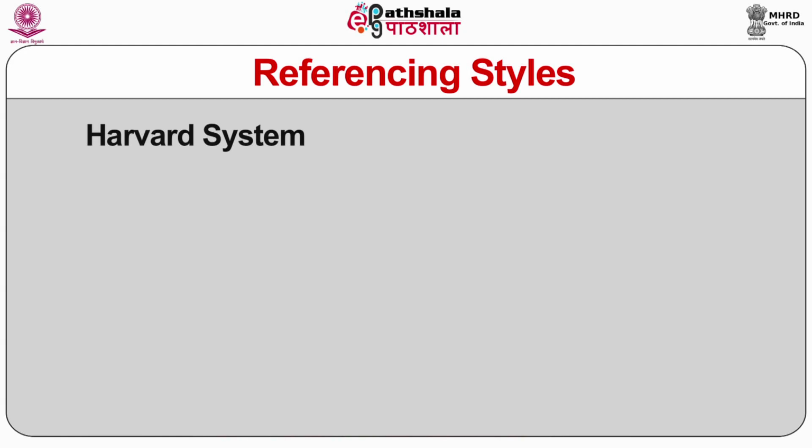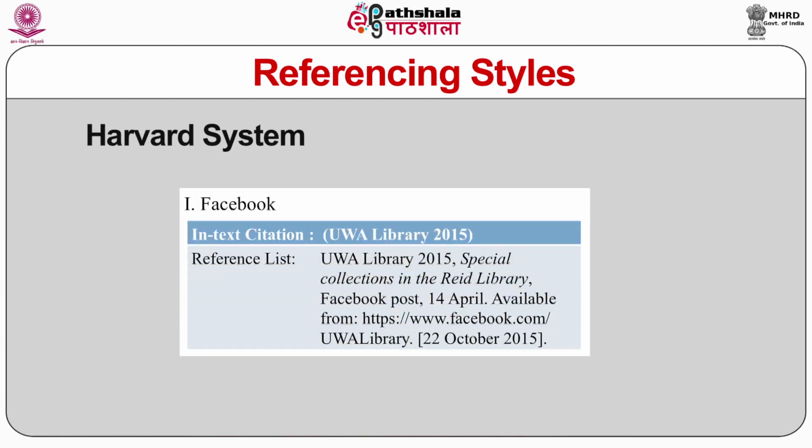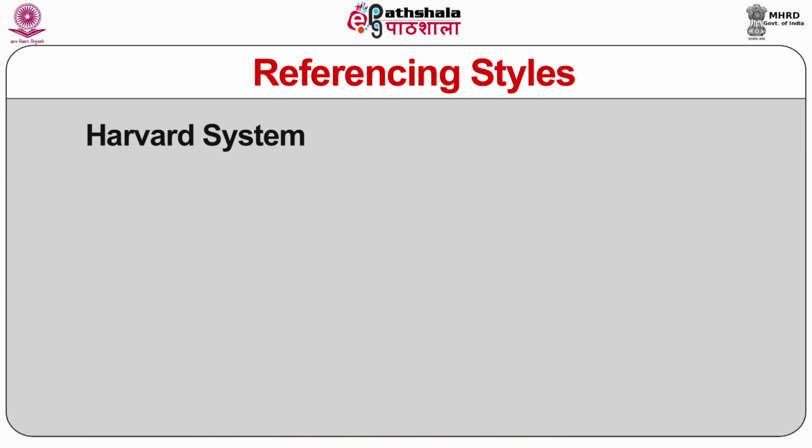In case you are referring to something from Facebook, in the text it will be like the library 2015, and in the references like you can see UW Library 2015, special collections in the Reid Library, Facebook post on the date, available from that web address. Then the conference proceedings.